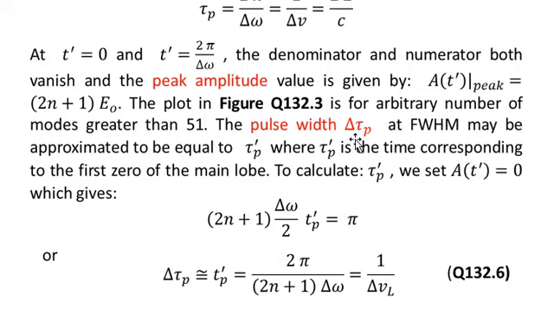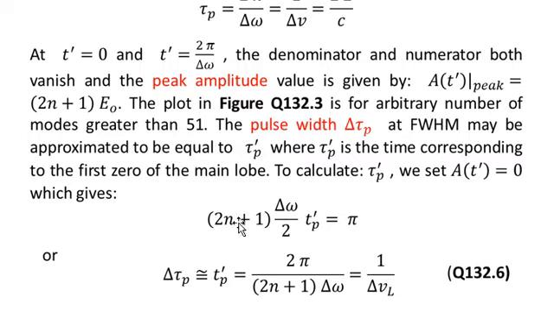The pulse width delta tau p at full width half maximum may be approximated equal to tau p prime, where tau p prime is the time corresponding to the first zero of the main lobe. That is, from the maximum of the peak to its first zero. To calculate tau p prime, we set a of t prime equal to 0, which vanishes at this one.